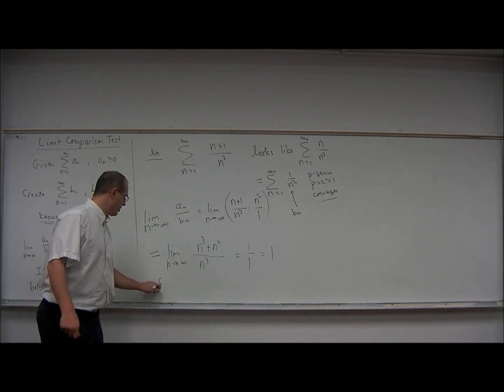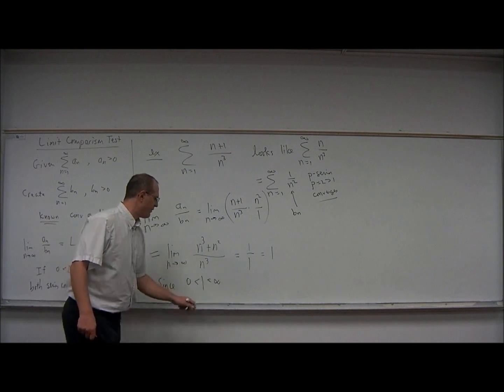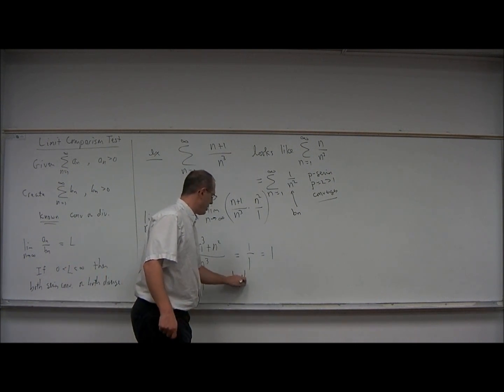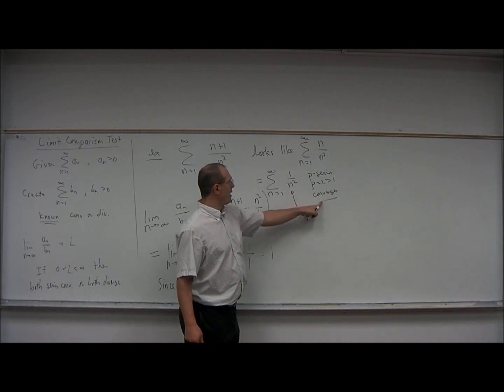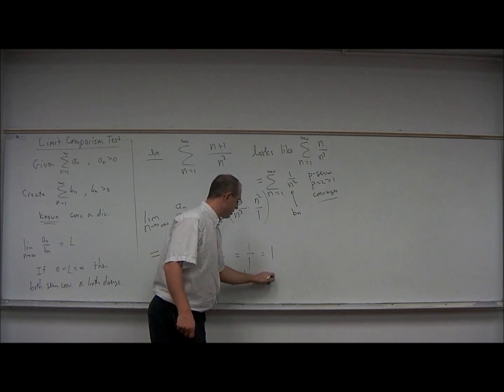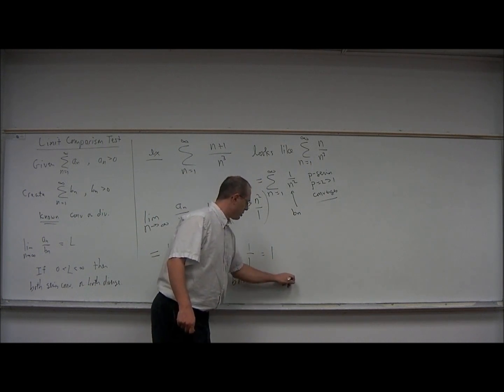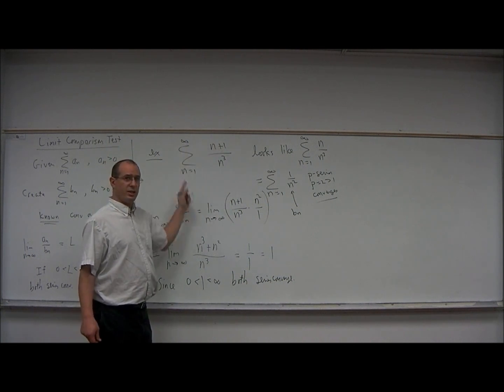That's clearly between 0 and infinity. Since 1 is bigger than 0 and less than infinity, both series have the same behavior. The summation of 1 over n squared was convergent, so both series converge. So the series that we were given here is a convergent series.